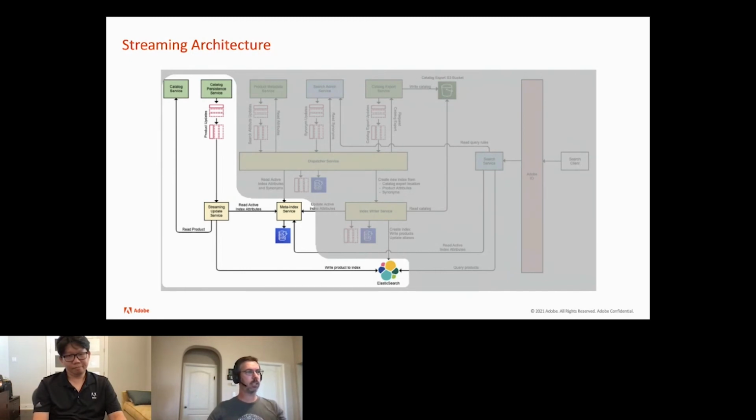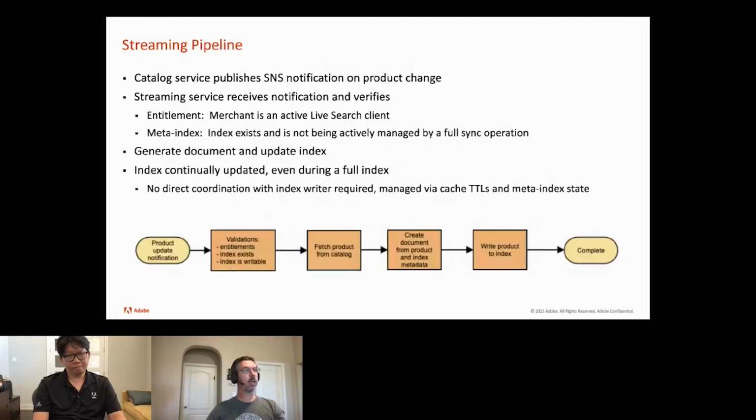So next slide, I'll dig into that a little bit deeper. Again, we're getting those SNS notifications. On each notification, we need to do a couple of checks. First, we have to do an entitlement check. Those are just updates to the catalog that can be happening for any reason.